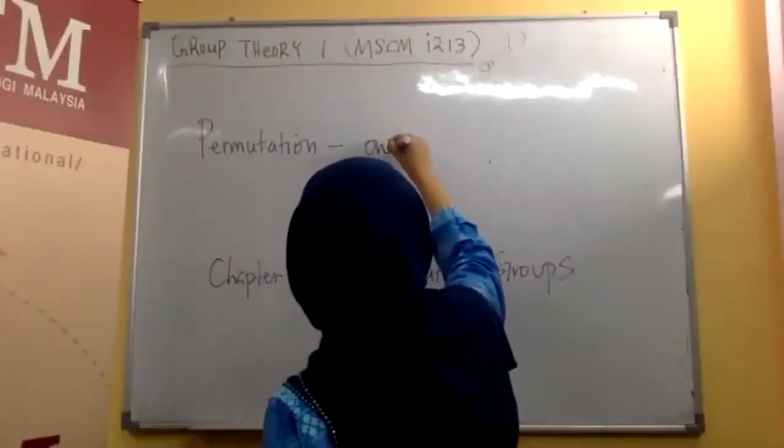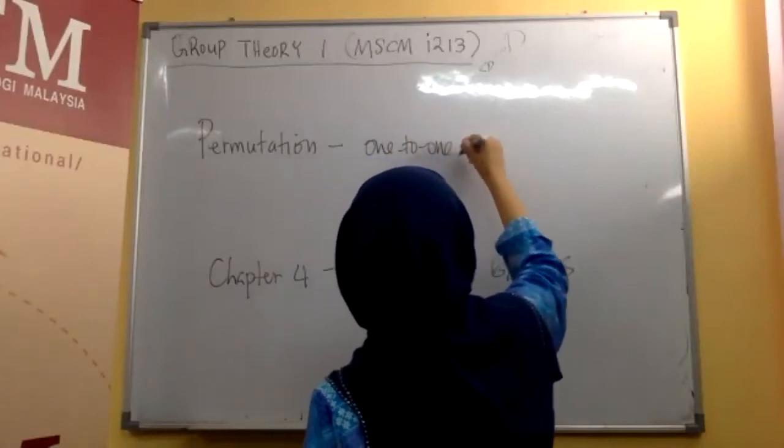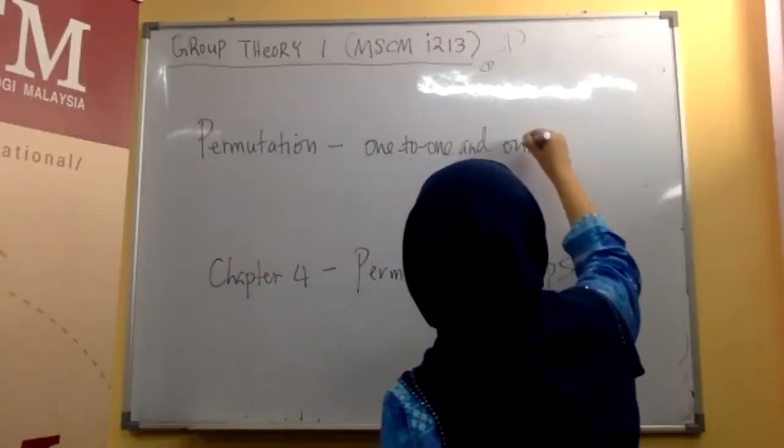For permutation group, first you have to know what is a permutation. So this is a 1 to 1 and onto mapping.